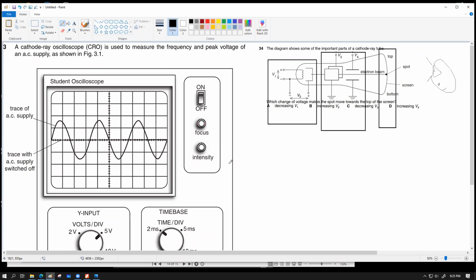Did we discuss focus and intensity in our earlier class, the last class that we had on CRO? No? Yes? Okay, let me tell you about focus and intensity. Focus is about how big the thickness of this line will be.